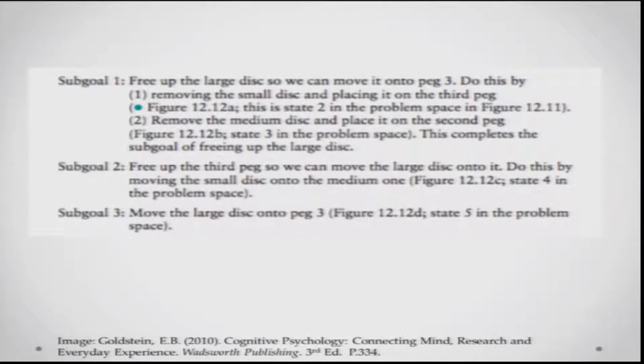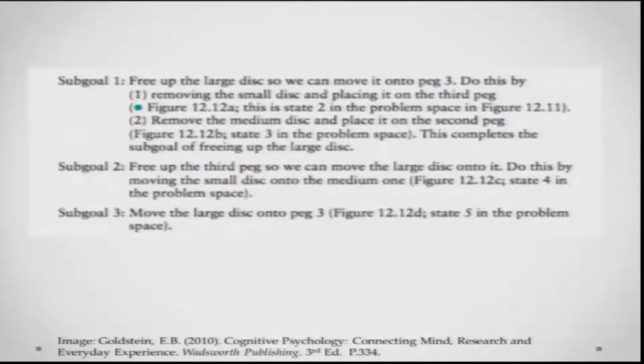The second thing is you have to now free up the third peg, because this is where the large disk has to come. So what you will do is pick up the smallest disk from peg 3 and put it on peg 2. Because peg 2 has the medium disk, now on top of that you can keep the smaller disk. Once that is there, peg 3 is free. Now you can move the largest disk from peg 1 to peg 3. This is one way done.